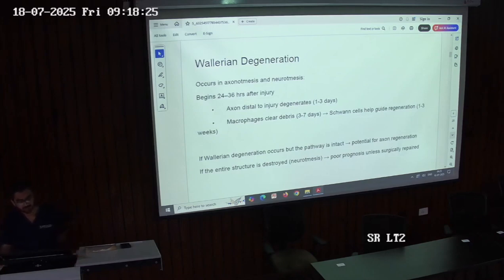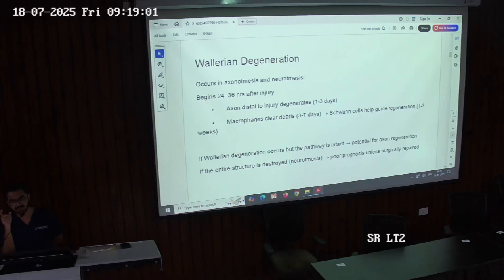Now comes Wallerian degeneration. Wallerian degeneration is part of nerve injury and nerve recovery, and it won't occur in neuropraxia, but it will only occur in axonotmesis and neurotmesis. So it is one of the factors which helps us to classify and differentiate the nerve injury. It begins 24 to 36 hours after the nerve injury. Here the axon starts degenerating distally, not proximally. You should keep this in mind.